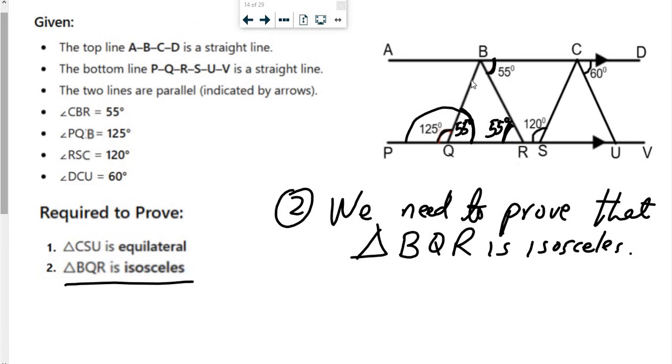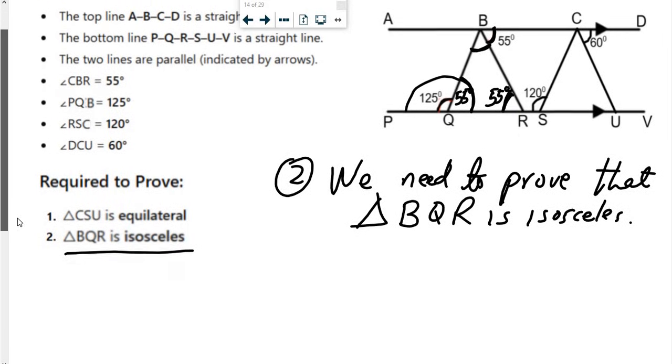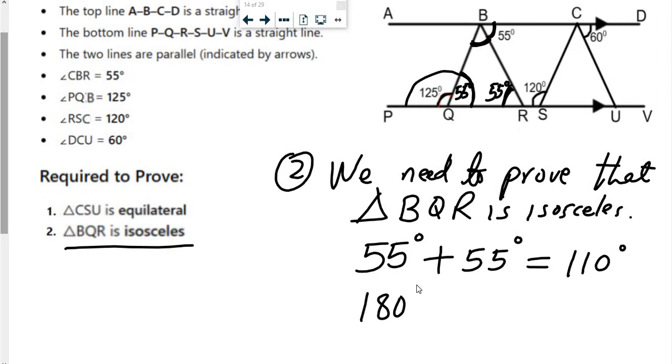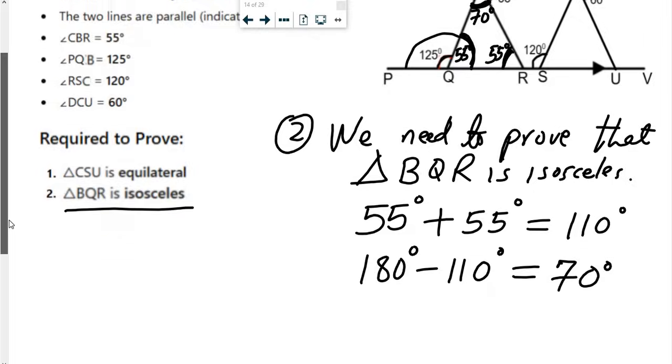So we need to find the third angle of the triangle. We do 55 degrees plus 55 degrees, total is 110 degrees. To find the third angle, angle sum property says that interior angles of a triangle add up to 180. So you take 180 degrees minus 110, and the answer is 70 degrees, meaning the third angle here is 70 degrees. Now what can you see? You can see that two angles are equal, and that suggests an isosceles triangle.